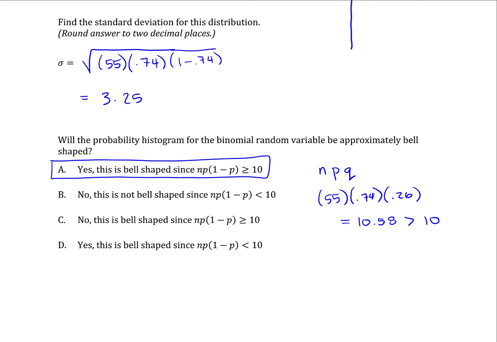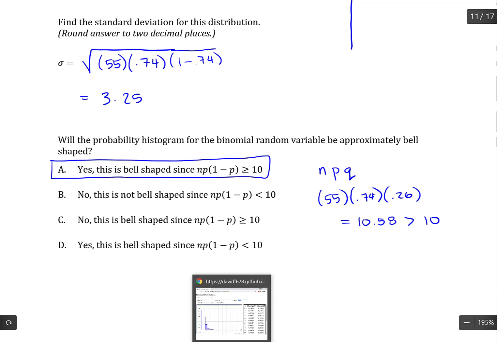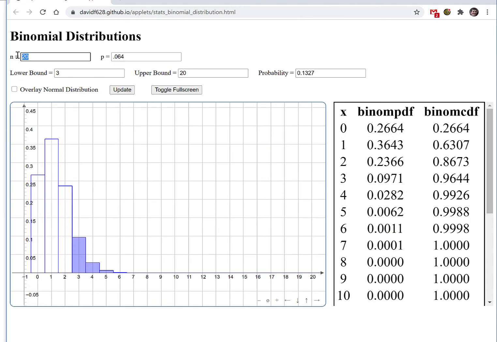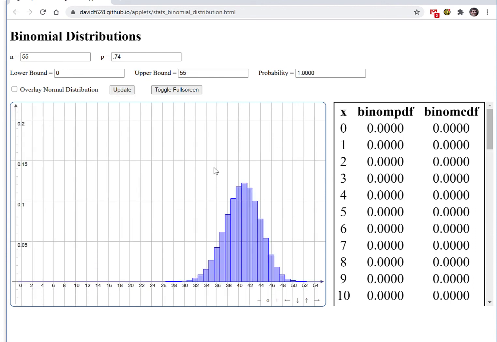If you want to see why that would be the situation, then let's take a look at the histogram of this distribution. So we have 55 trials, probability of success on any given trial is 0.74. And I'll just change this from 0 up to 55 and just shade the whole thing. That's fine. That's what the distribution looks like, the probability distribution for the binomial.